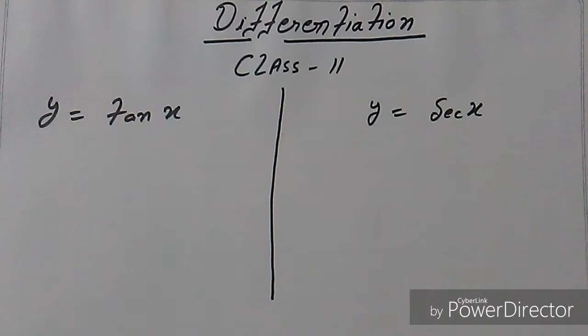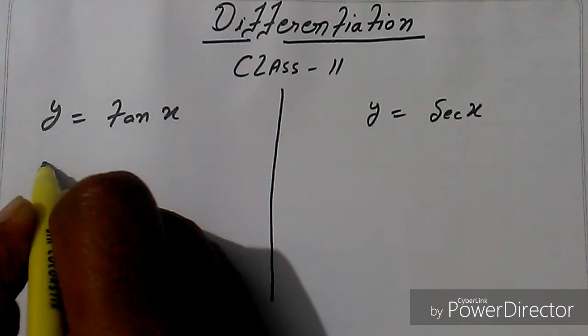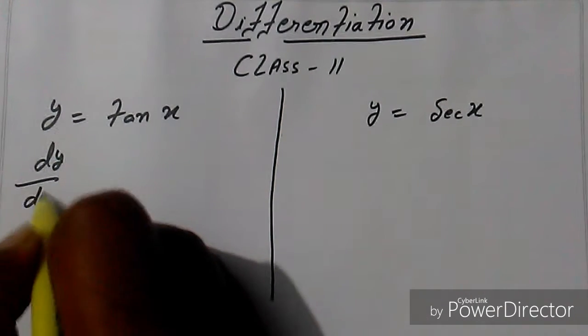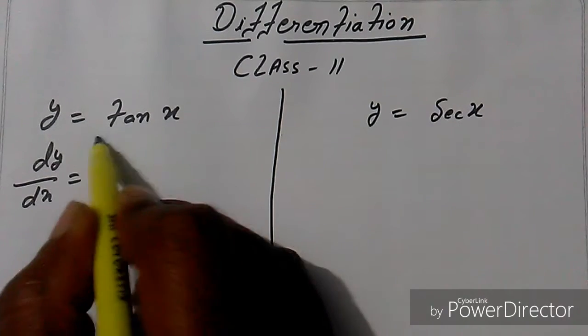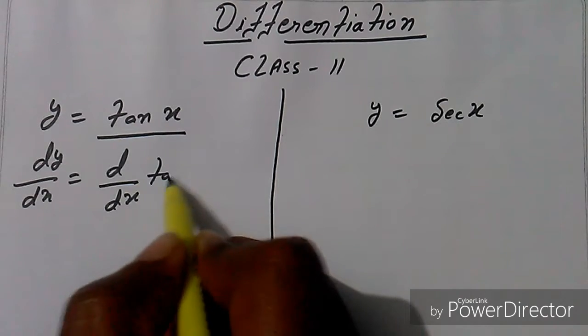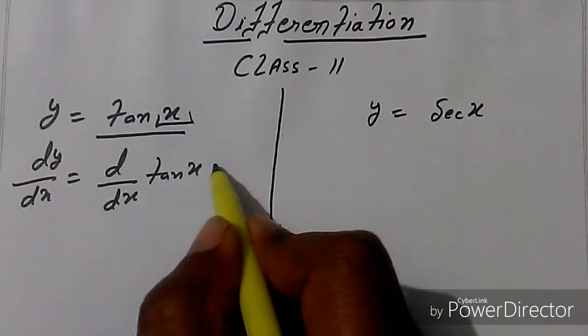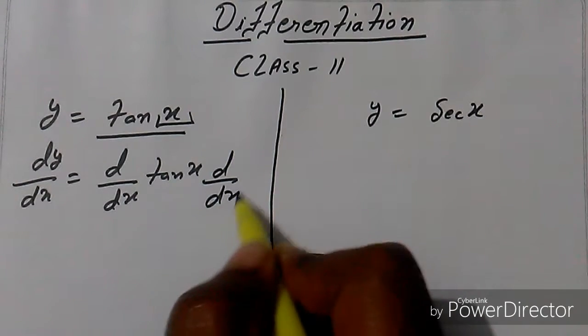Hello my friends, this is class 11 of differentiation with Kumar Srivastava, and today's topic is how we differentiate tan x and sec x. First of all we differentiate tan x. The derivative of tan x: dy by dx is equal to, first of all we differentiate the whole function, d by dx of tan x, and now we differentiate the variable, d by dx of x.